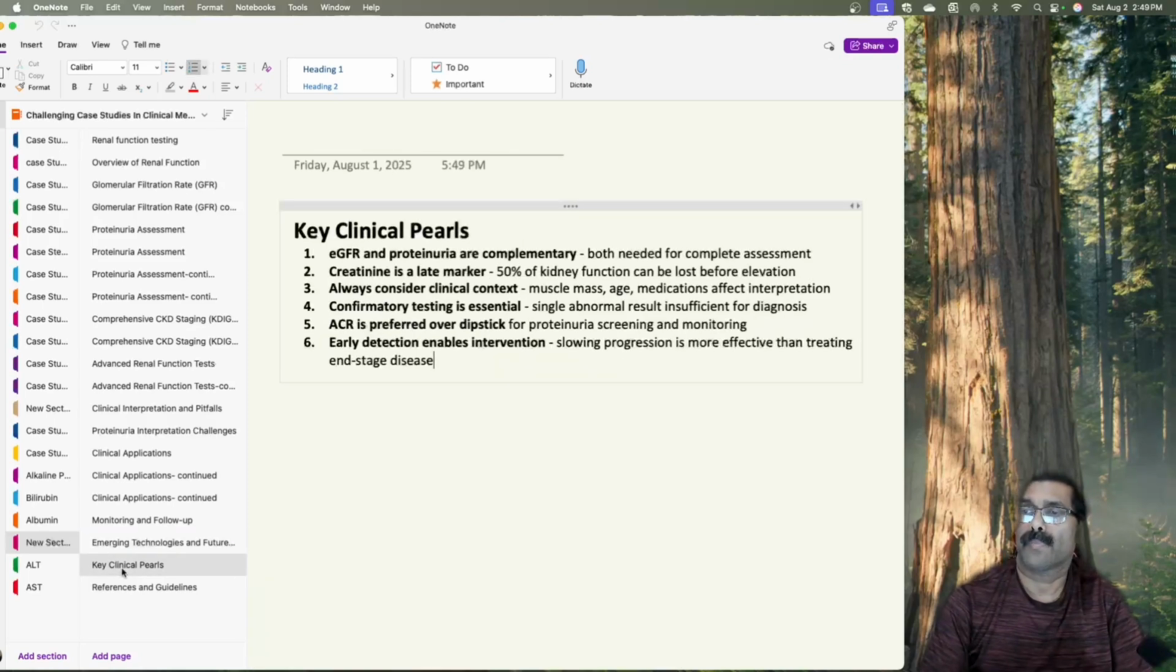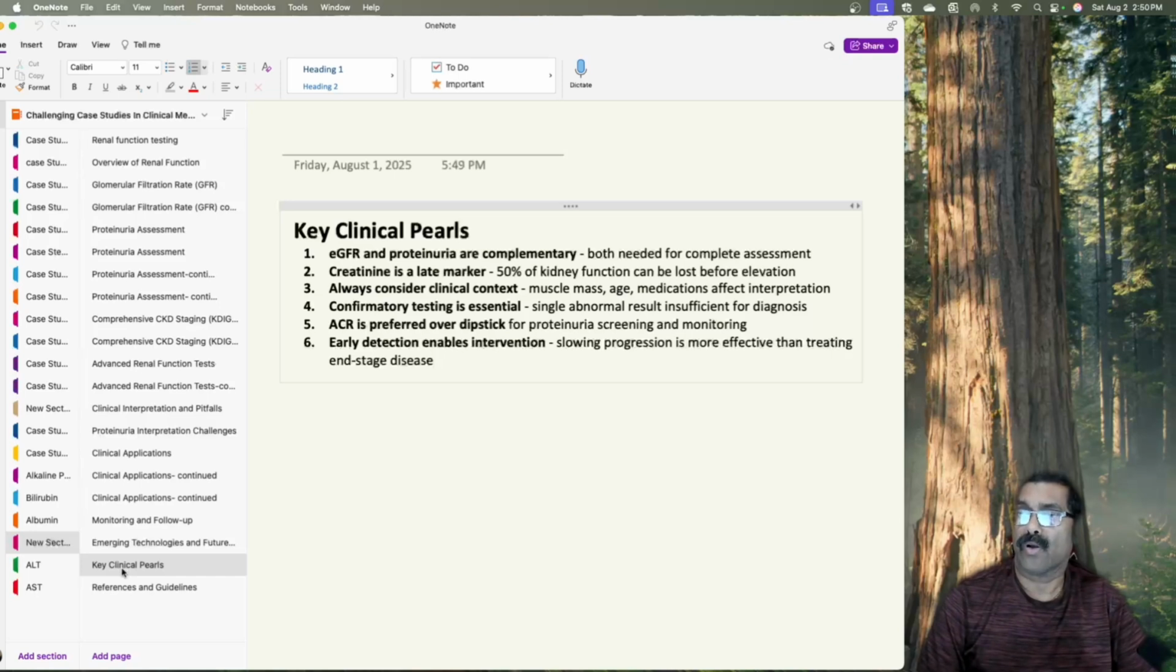Clinical pearls. eGFR and proteinuria are complementary, both needed for complete assessment. Creatinine is a late marker. 50% of kidney function can be lost before elevation. Always consider clinical context. Muscle mass, age, and medications affect interpretation. Confirmatory testing is essential. Single abnormal result insufficient for diagnosis.